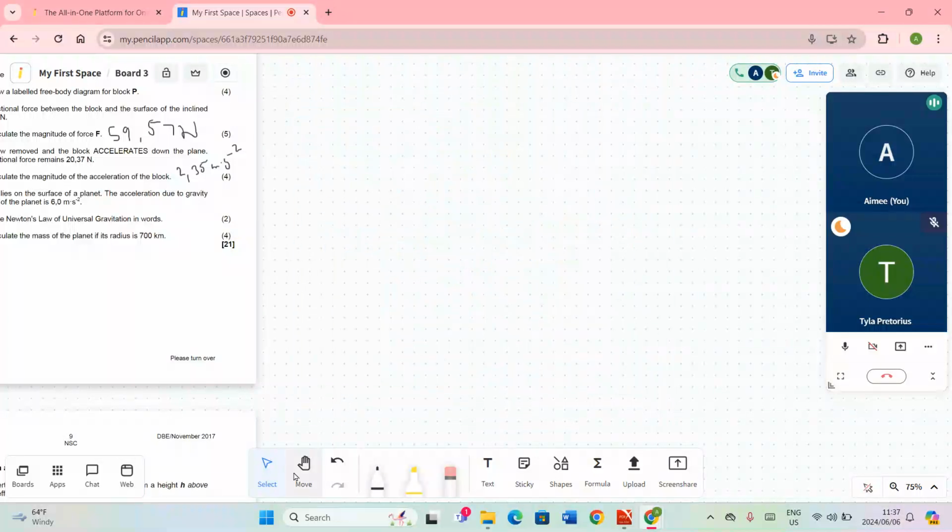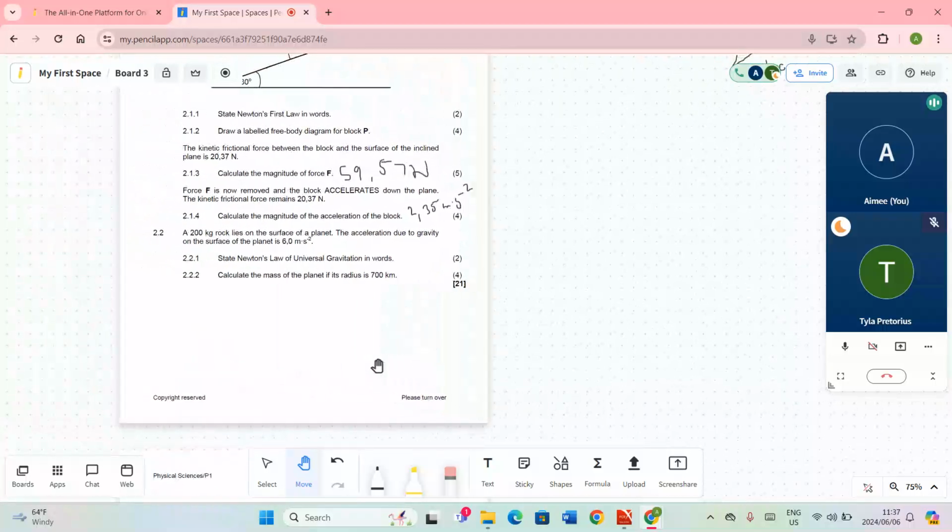Let's have a look at the final question of question 2. 2.2 says, a 200 kilogram rock lies on the surface of a planet. The acceleration due to gravity on the surface of the planet is 6 meters per second squared. So we already know that this planet is not Earth because its gravitational acceleration is equal to 6 and not 9.8.